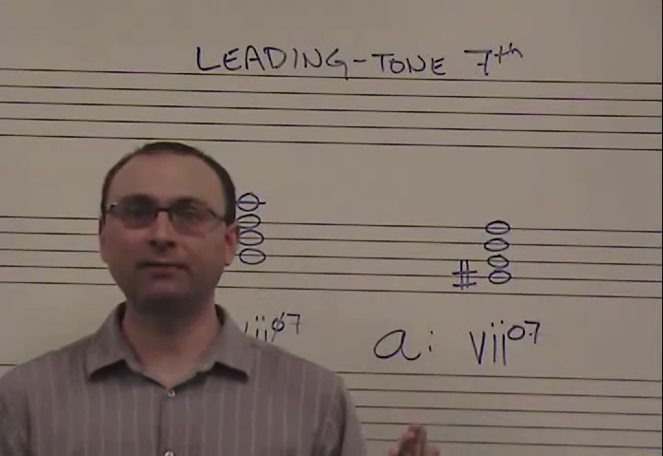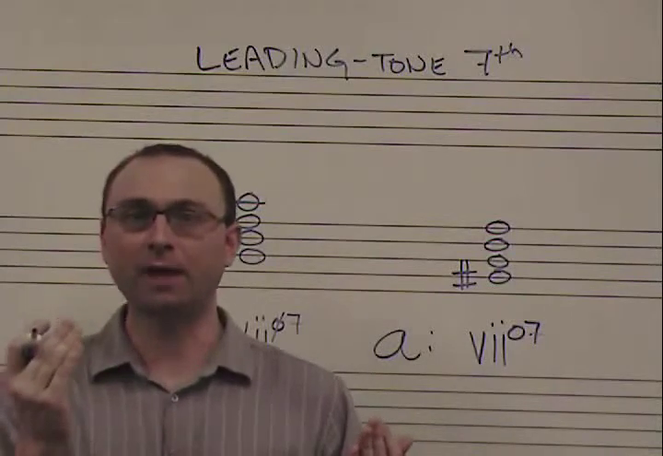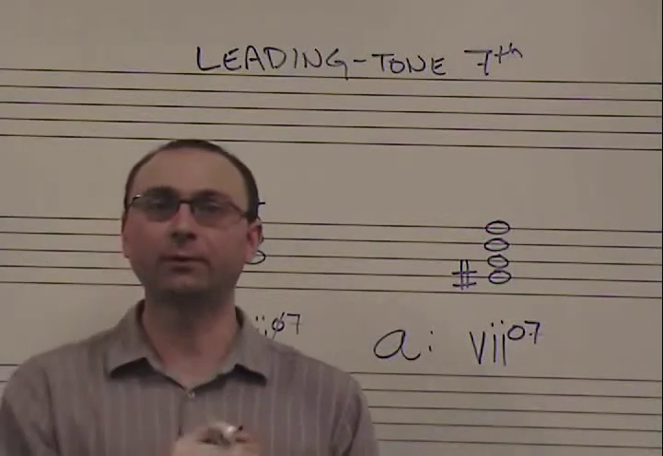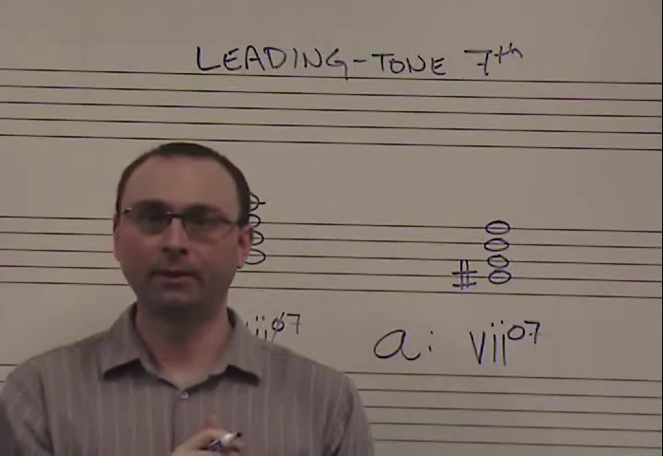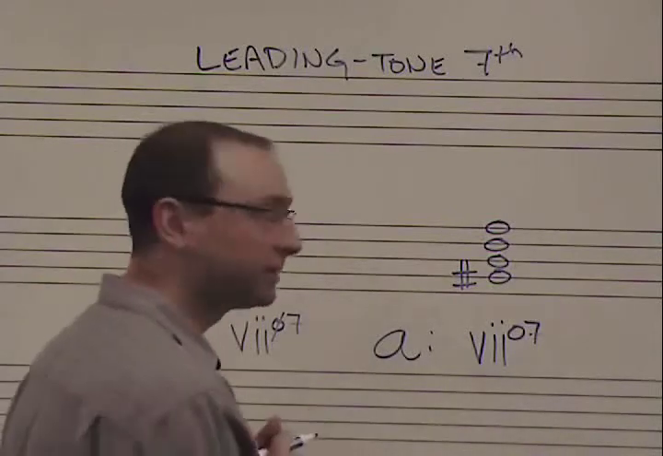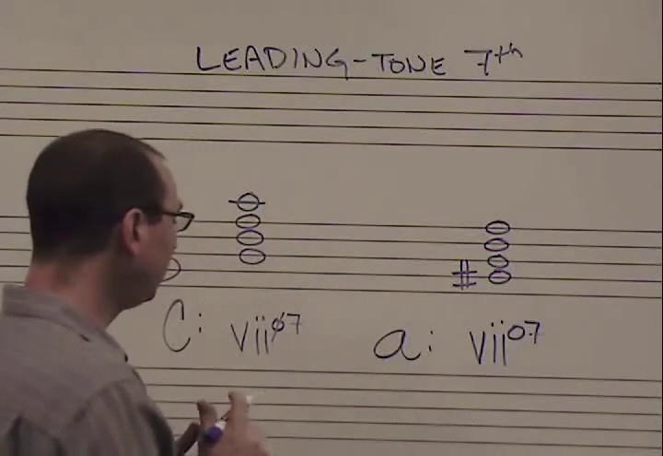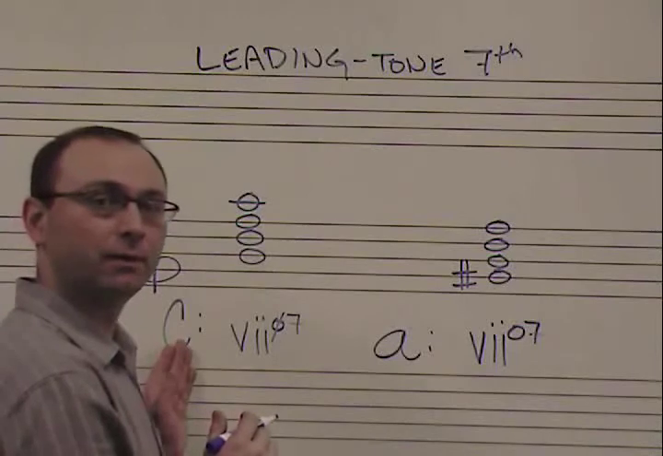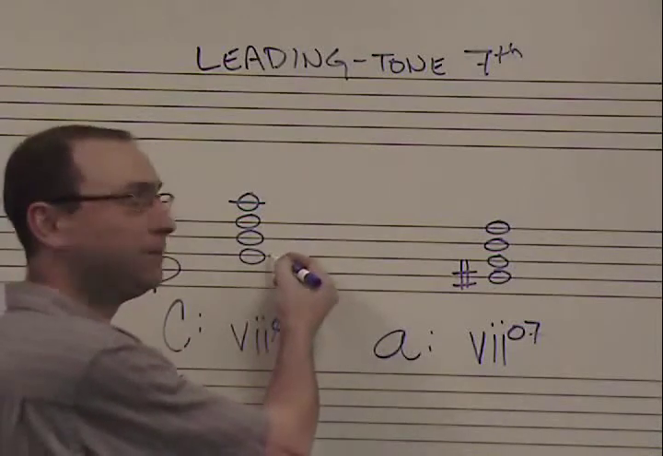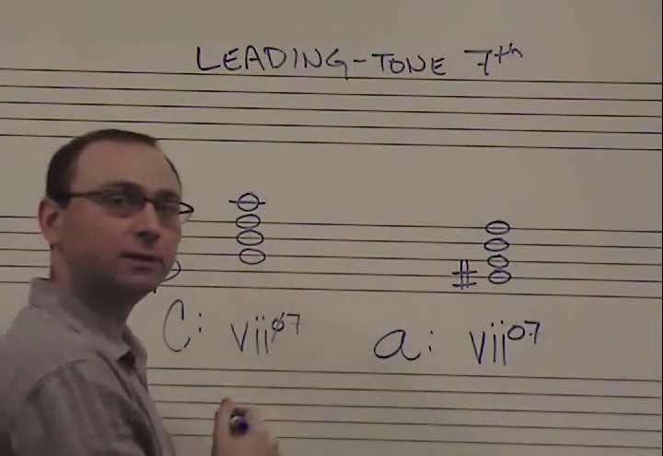Now major keys have leading tones, minor keys do not until we raise the seventh scale degree one semitone with the appropriate accidental. Let's take a look at these examples in some detail. In C major, the leading tone diminished seventh chord is built on B natural. This is the leading tone.